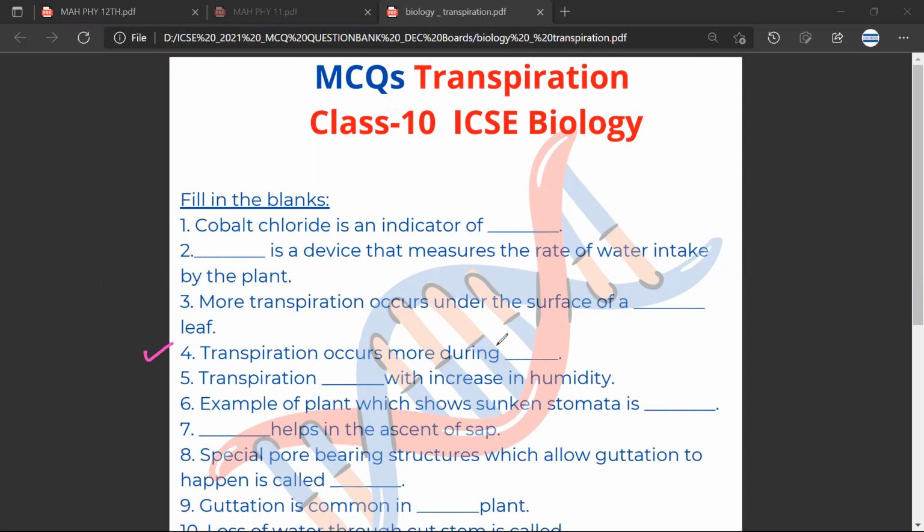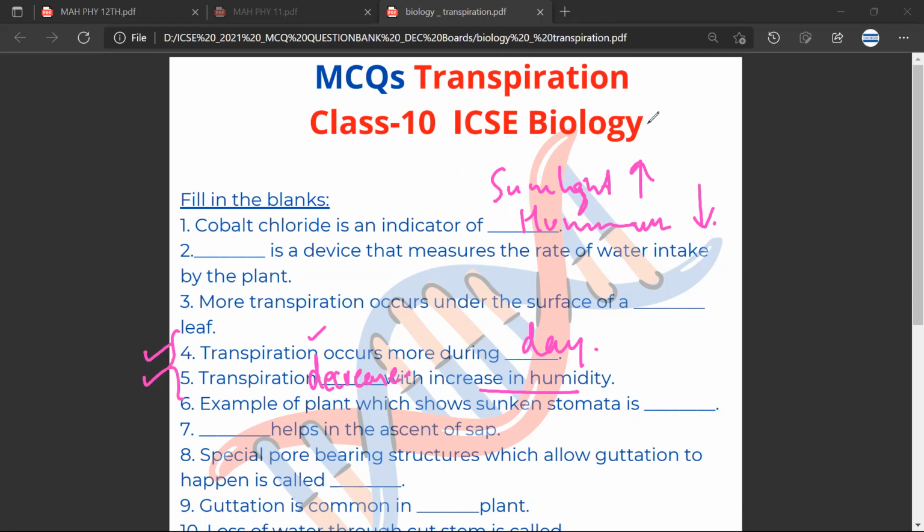So next, question number 4. Transpiration occurs more during, and if you look at question number 5 also, both the questions are basically asking you the rate of transpiration. If you look at the factors which affect transpiration, we see that if sunlight is more, transpiration would be more, and if humidity is more, transpiration would be less. Yeah, it is obvious. So transpiration will occur more during day. Transpiration dash will increase in humidity. As the humidity will increase, transpiration will decrease.